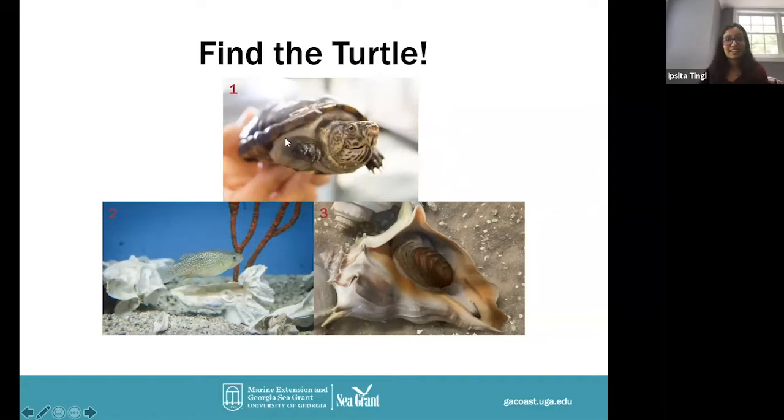The turtle has lungs, turtles have scales, they have a shell, and they have 4 limbs, which, depending on whether it's terrestrial, aquatic, or a sea turtle, it'll have flippers or legs.